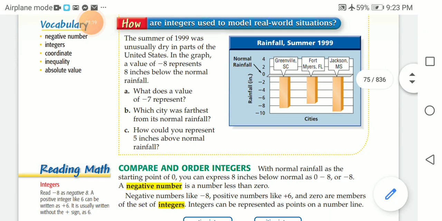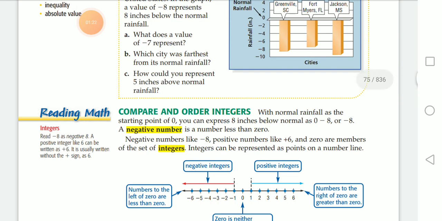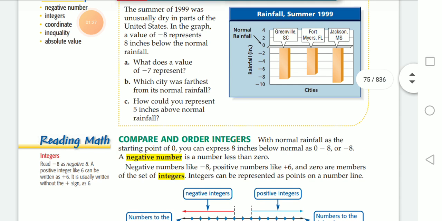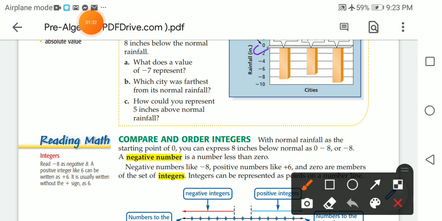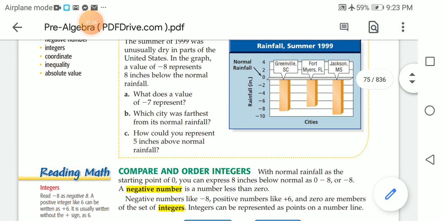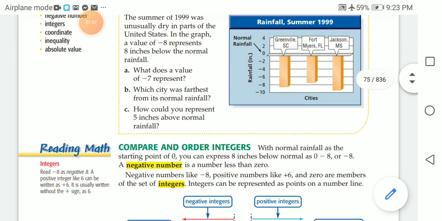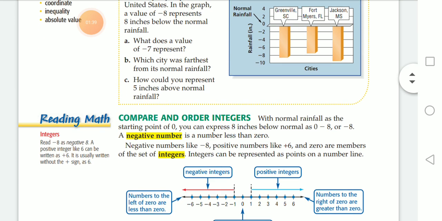Let's see together. Compare and order integers with normal rainfall as the starting point of 0. So the normal is the starting point of 0. As you see here, we have this 0. This is the starting normal. Okay, you can express 8 inches below normal as what? 8 inches below is represented by -8.